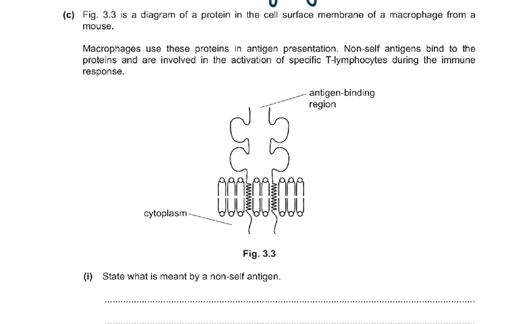Now coming to part C of the question. Figure 3.3 is a diagram of a protein in the cell surface membrane of a macrophage from a mouse. Macrophages use these proteins in antigen presentation. Non-self antigens bind to the proteins and are involved in the activation of specific T lymphocytes during the immune response. State what is meant by non-self antigen. A glycoprotein that stimulates an immune response, or stimulates the production of antibodies, or causes activation of lymphocytes. So it's a foreign protein that stimulates an immune response. Like, people are allergic to pollen, so it's a foreign protein and results in an exaggerated immune response.